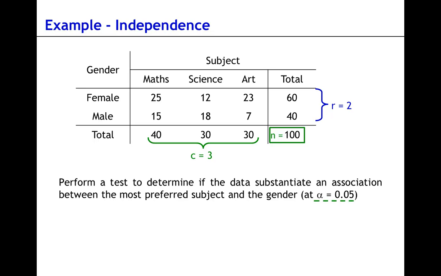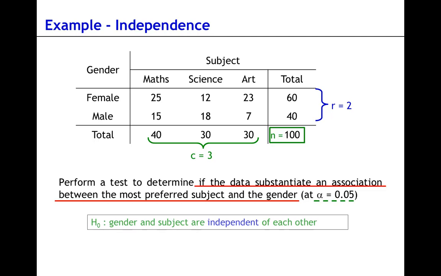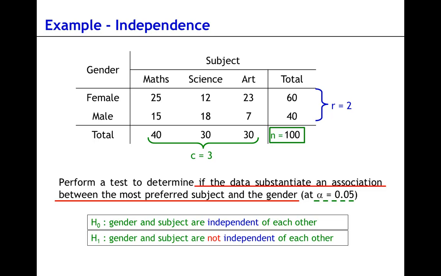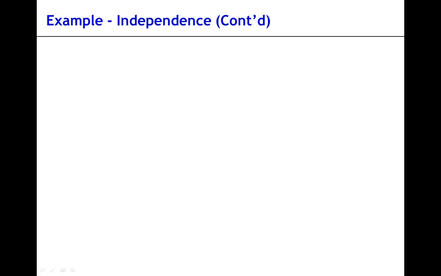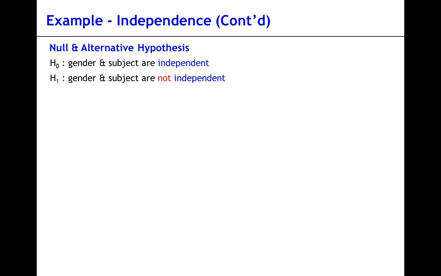Since we want to test if there is an association between the two variables, our null hypothesis should state that gender and subjects are independent of each other. The alternative hypothesis should then state the opposite, which is that they are not independent of each other. Based on the scenario, we came up with a null and alternative hypothesis.